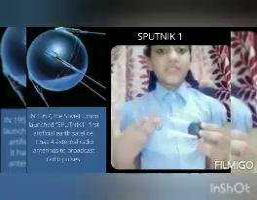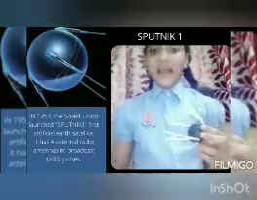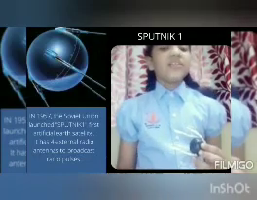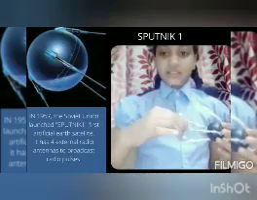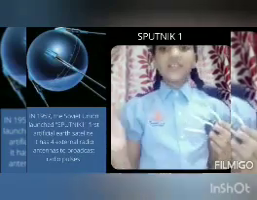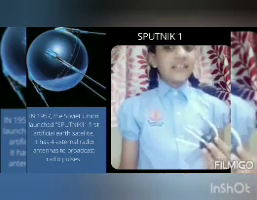It is Sputnik 1. In 1957, the Soviet Union launched Sputnik 1, the first artificial Earth satellite. It has four external radio antennas to broadcast radio pulses.